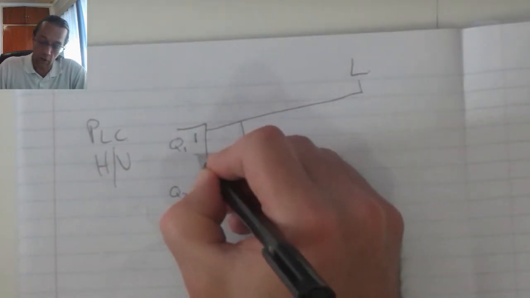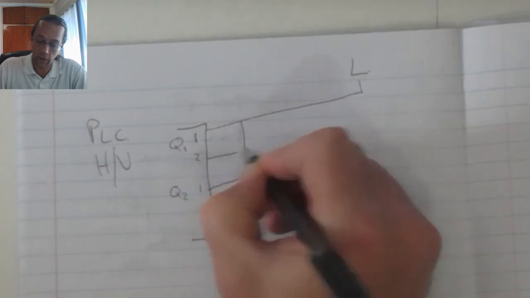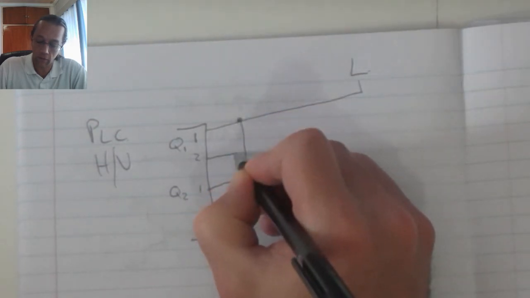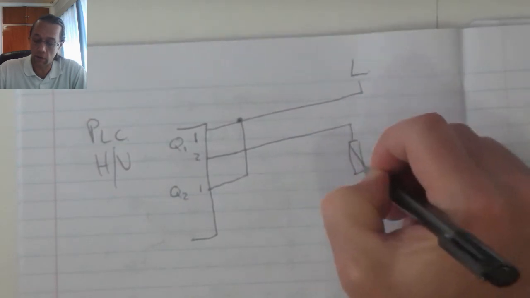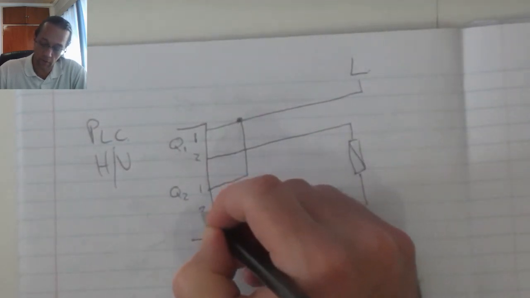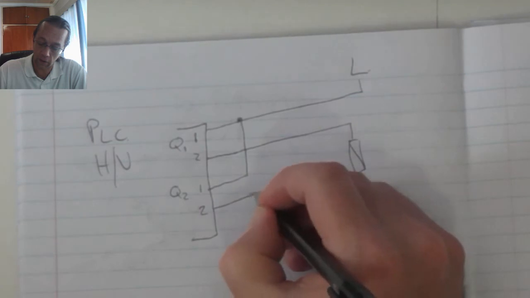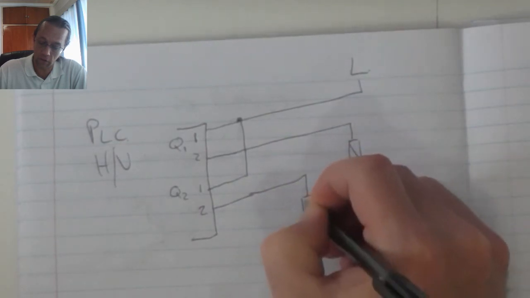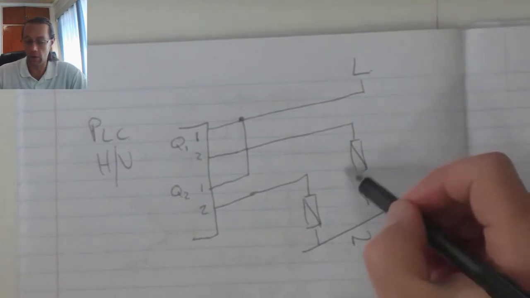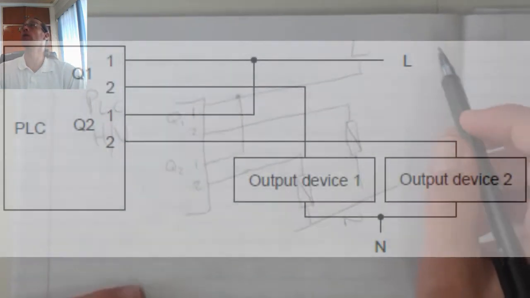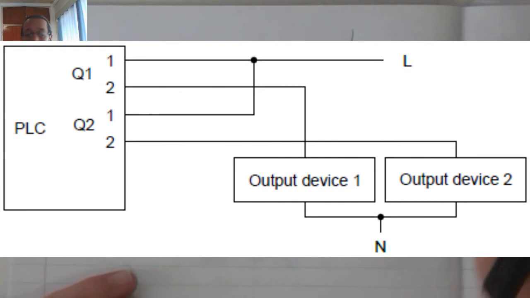Then from terminal 2 we will connect onto our contactor on both terminal 1 and terminal 2, which will then in turn connect to neutral. These contactors will control a motor or something in that respect.